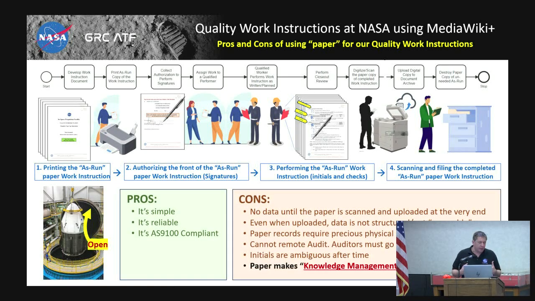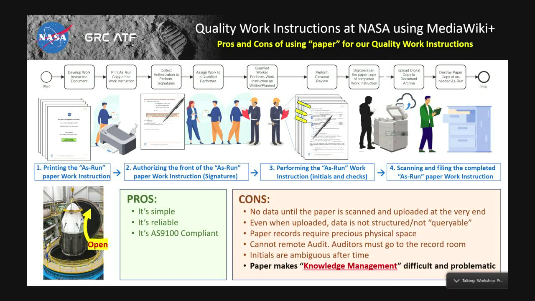But before we move on to that, we have to look at the pros and cons. So the pros of using paper and pencil in 2025 are that it's really simple, it's very reliable, and it's AS9100 compliant. Those are the pros. Now the cons are, from a knowledge management perspective, so I'll let you read the cons that I've provided here. It's not meant to be a complete list, just the first set of cons that came to my mind, but I want to draw attention to the obvious reality that paper makes knowledge management difficult and problematic.